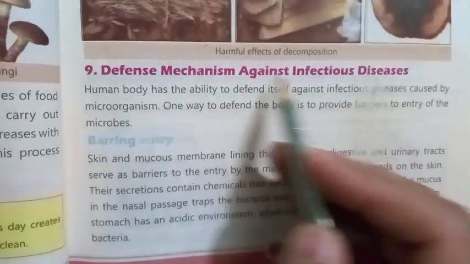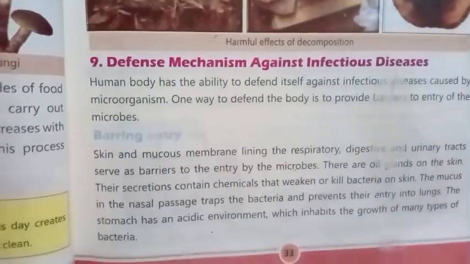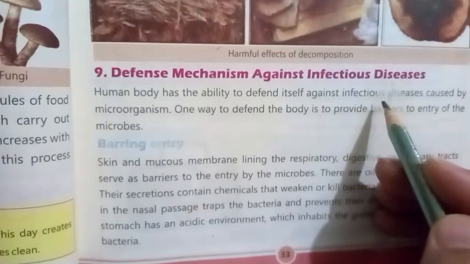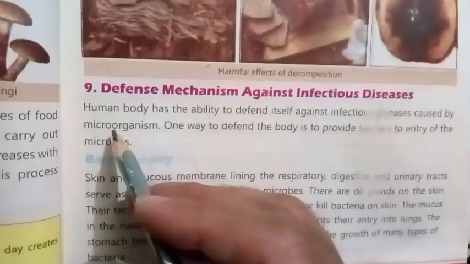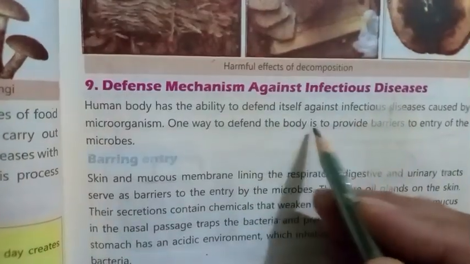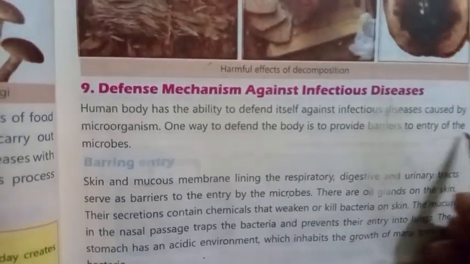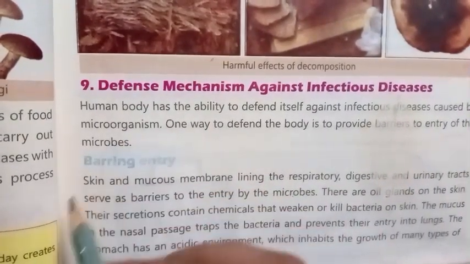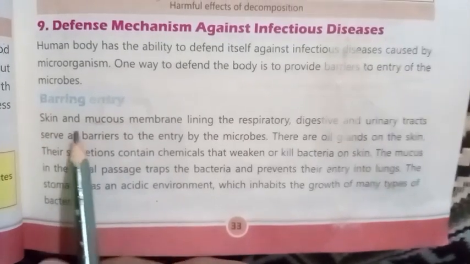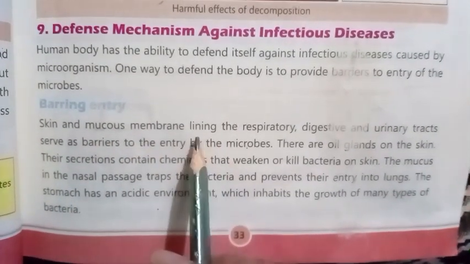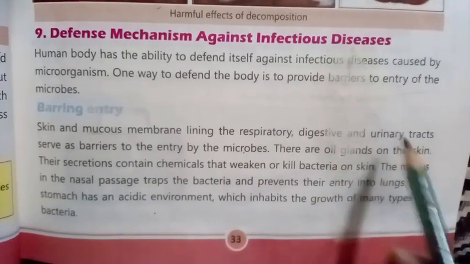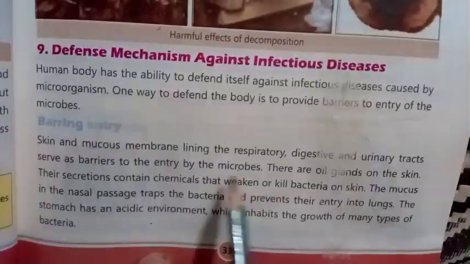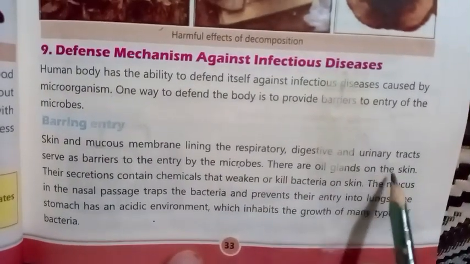Number 9. Defense mechanism against infectious diseases. The human body has the ability to defend itself against infectious diseases caused by microorganisms. One way to defend the body is to provide barriers to the entry of microbes. Skin and mucous membrane lining the respiratory, digestive, and urinary tracts serve as barriers to the entry of the microbes.